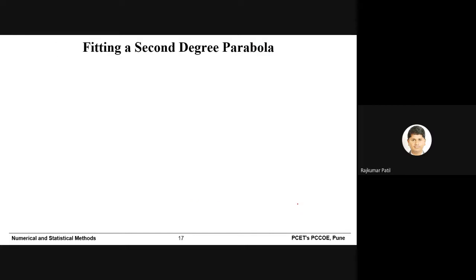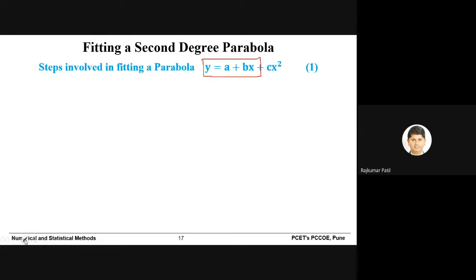Now one more equation we will see here: fitting a second degree parabola. In the case of the linear equation, we saw that the equation was y is equal to a plus bx. This is the linear form of the equation. Now here we are just putting one additional term, that is cx square, so the equation becomes a second degree parabola. That equation is y is equal to a plus bx plus cx square. Let's call this equation number 1. And the process is almost similar to what we already discussed.